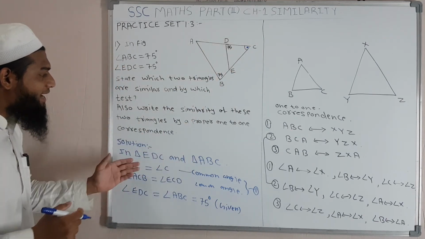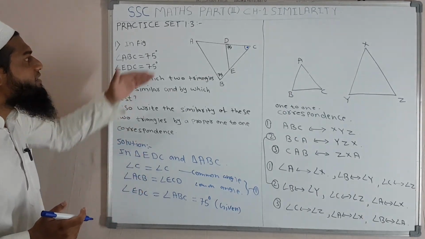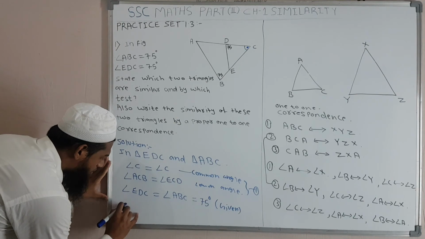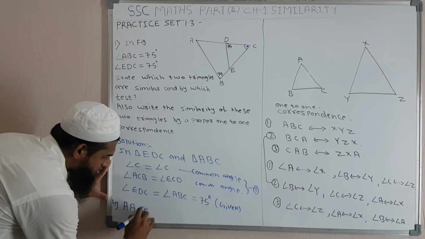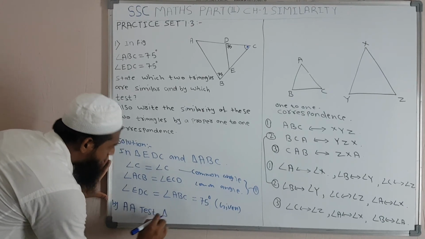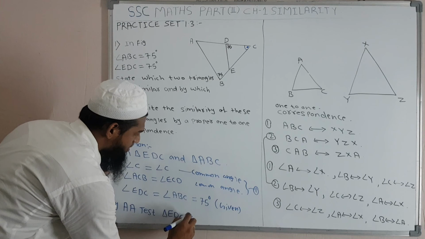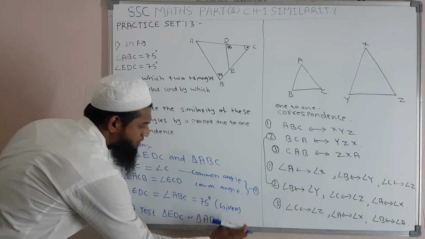So by the angle test, we can say that these two triangles are similar. So by angle test, triangle EDC is similar to triangle ABC.